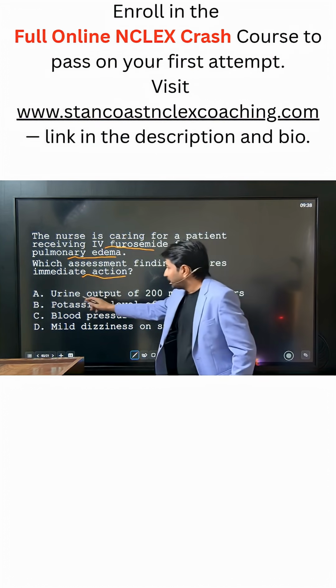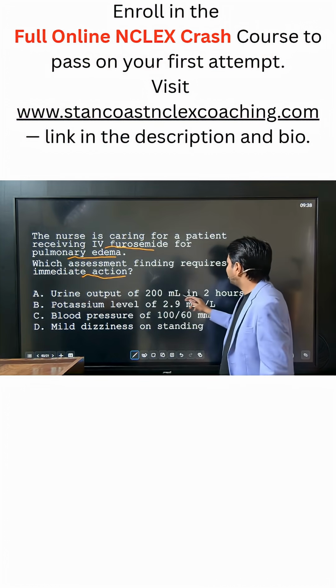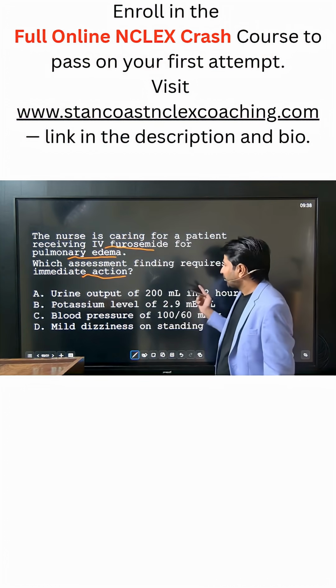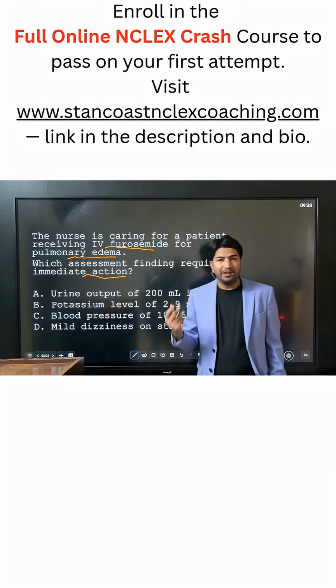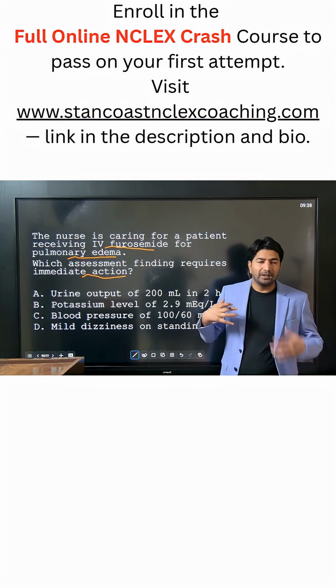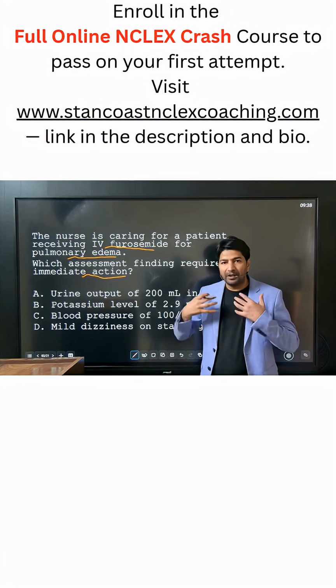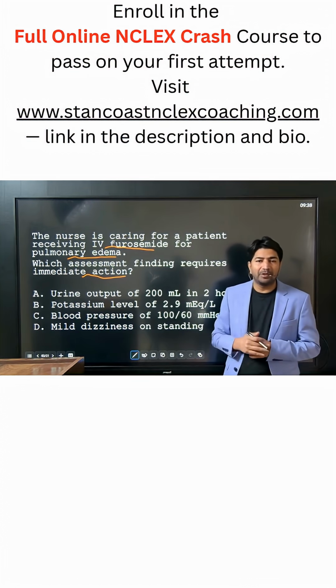First, a urine output of 200 milliliters in 2 hours. This means it's higher than normal. It's higher than normal, but that's what we want. That's why we gave furosemide, so that the fluid collected in the lungs can be expelled from the body, which will give the patient some relief in breathing.